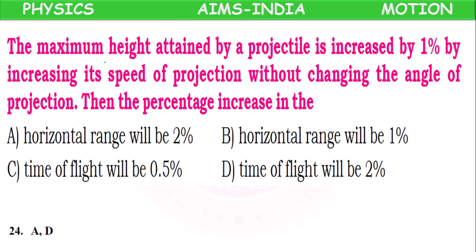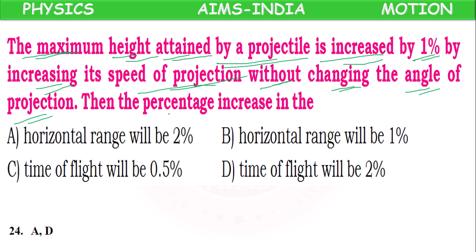Next. The maximum height attained by a projectile is increased by 1% by increasing its speed of projection without changing the angle of projection. Then the percentage increase in the horizontal range: 2%, horizontal range: 1%, time of flight: 0.5%, time of flight: 2%.